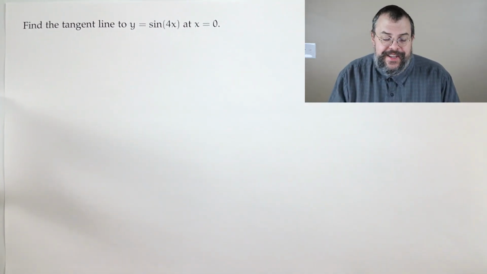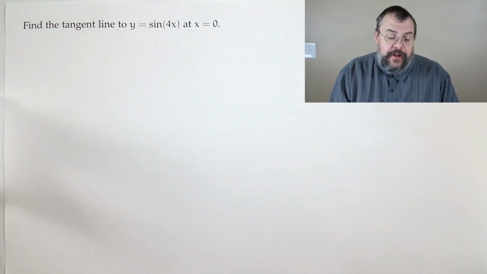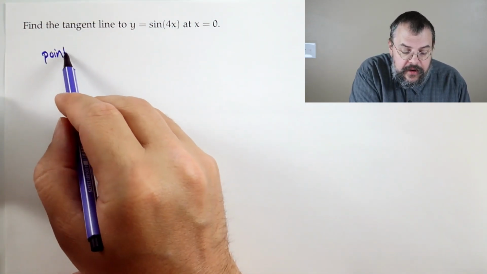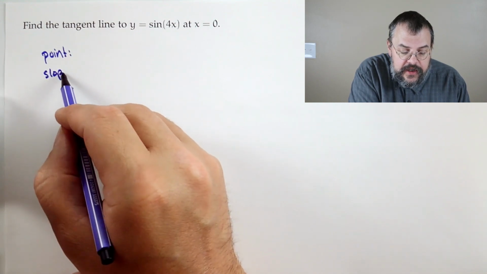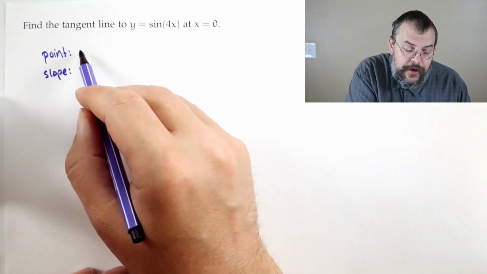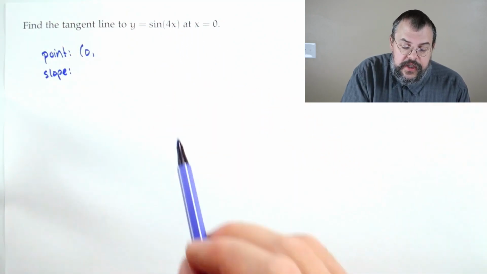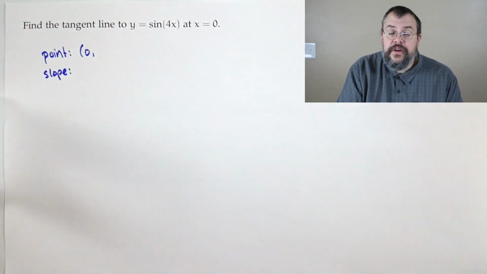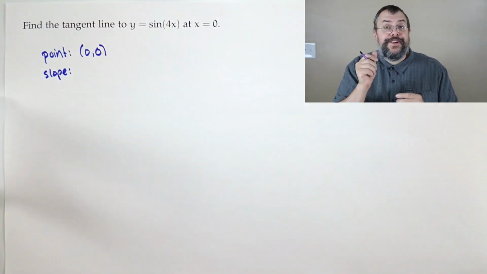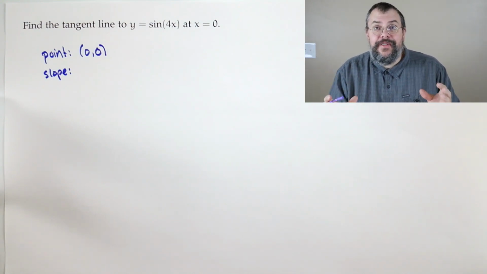Another find a tangent line. Okay, well, we know how to find tangent lines. Hopefully we're going to get pretty good at this. So when we're talking tangent lines, we need to talk about our point, and we need to talk about our slope. So we know our x-coordinate is 0. All right, what's our y-coordinate? Well, plug 0 into your function. Sine of 0 is 0. Okay, well, that's pretty good. How about our slope? All right, well, slope means derivative.